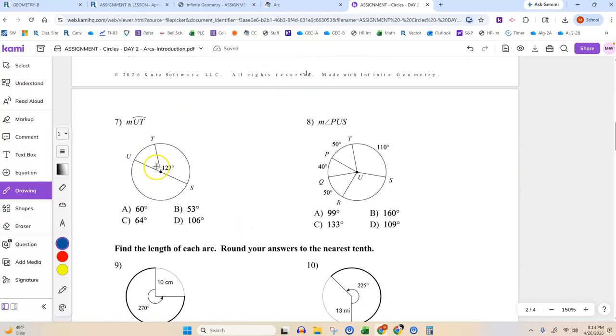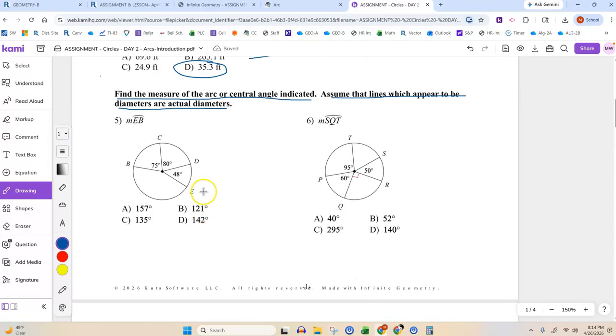Let's see if we have a diameter. Oh, this is a good example. Number 7, U to S is a diameter. Why? Because it's a straight line and it goes through the point. So that's a diameter. But from S to U to P, this is not a diameter because it's not a straight line. A straight line would be about right there. So that's something to remember.